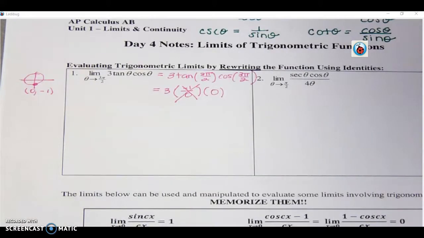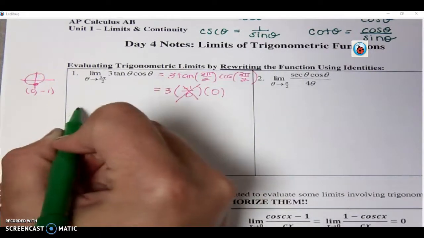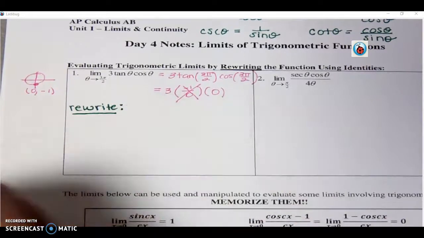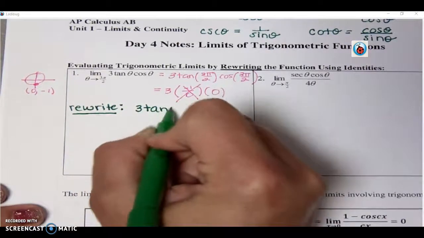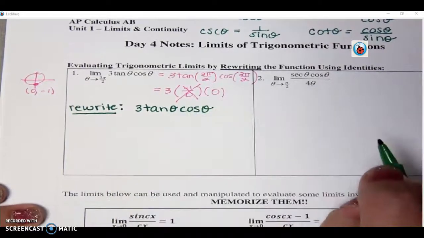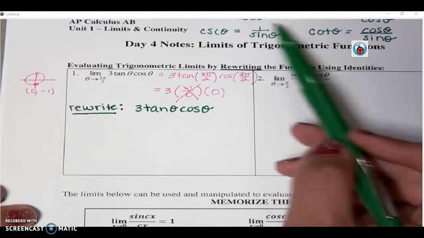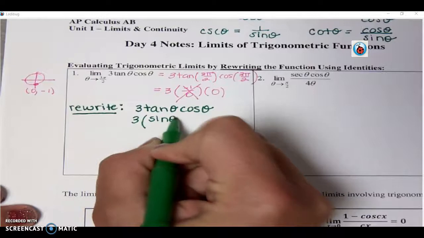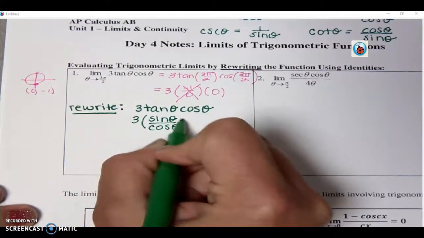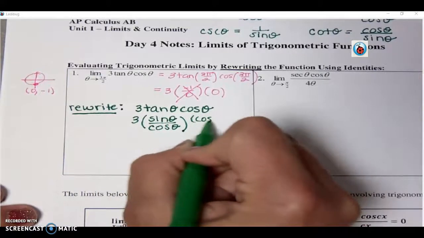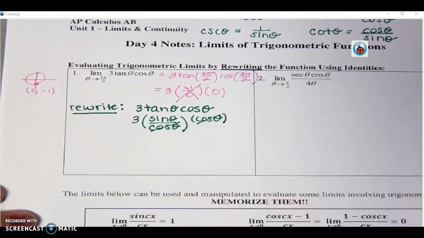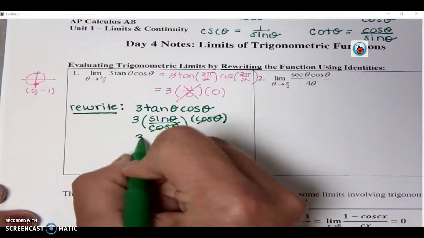So what you're going to have to do is rewrite our trig function. Just like earlier, when it wouldn't work, we had to factor or rationalize or add those fractions, we're going to rewrite. So we're going to take 3 tangent theta cosine theta, and we're going to rewrite it. Using the trig identities at the top here, we know that tangent is the same thing as sine over cosine. Okay, so if we rewrite it like that, we know that cosine can cancel because we have 1 in the numerator and 1 in the denominator, and we're just left with 3 sine theta.